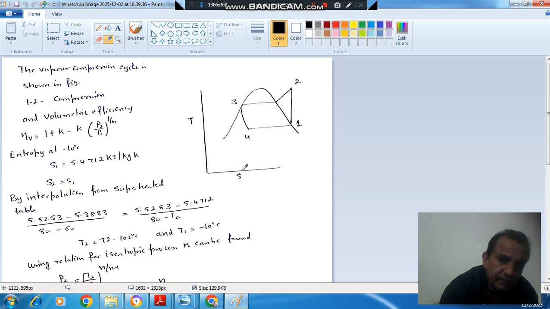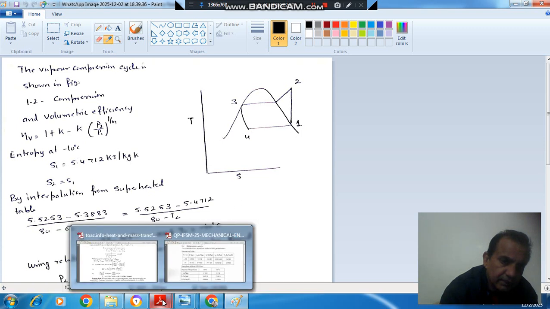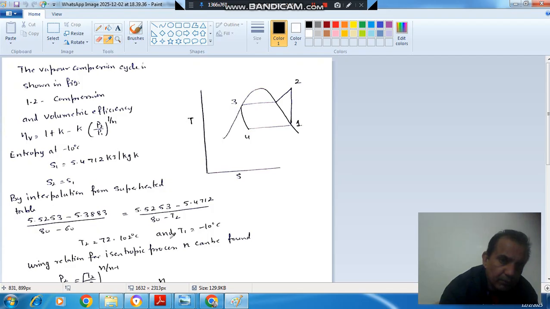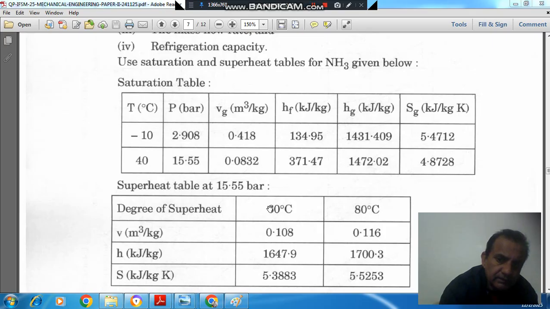And entropy at 1 is corresponding to saturation condition, so that is 5.4716, okay, at minus 10 degrees. And entropy at 2 will be equal to entropy at 1 because it is an isentropic process. Okay. And this is your superheated part, and we have at 60 degrees Celsius and 80 degrees Celsius the entropy values, that is 5.3883 and 5.5253.